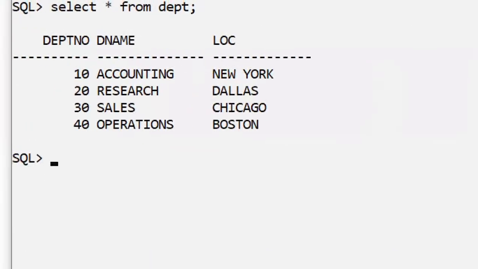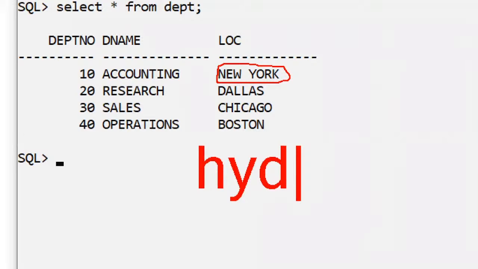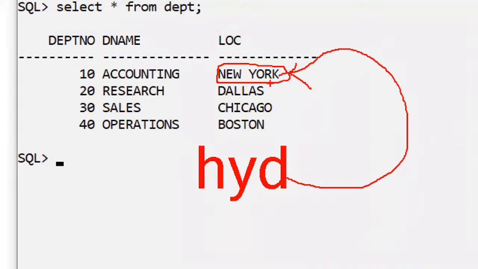Suppose this data is stored permanently. Now, how do we operate on this data? By using the SQL language. For example, what is data? What is information? We will learn later. Observe here: New York is a city, for example. In my project, I want to change this New York location into Hyderabad. I want to make this change in the relational database.